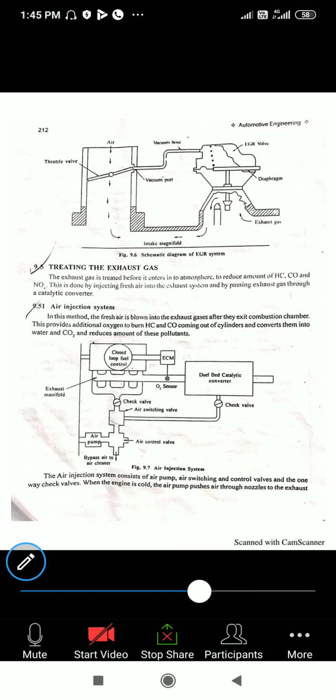Next is the air injection system you have seen over here. In this air injection system, there is a diagram showing how the air is injected and what the ECM is used for. Air pumps are used, check valves are used, and the closed loop fuel control system is used over here. The exhaust manifold is there. How it works and how the air is passed, everything we are going to study in this air injection system, in this model number 5.